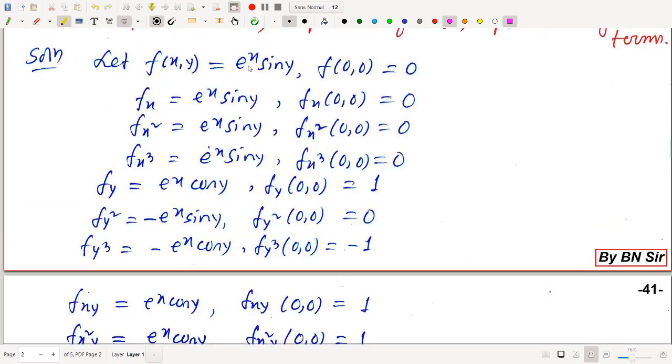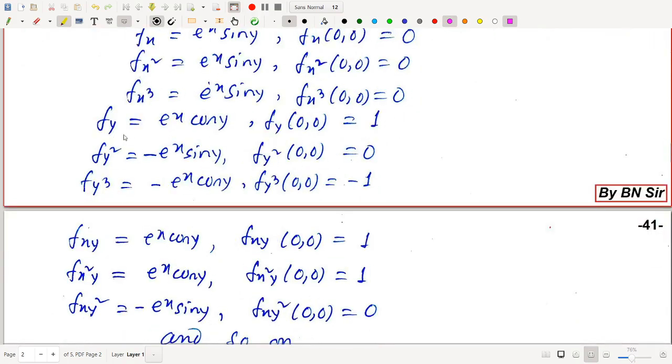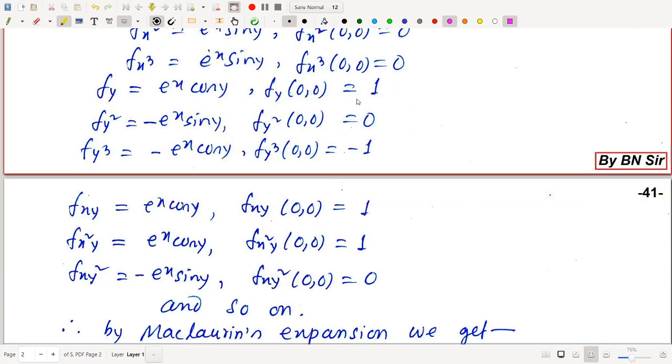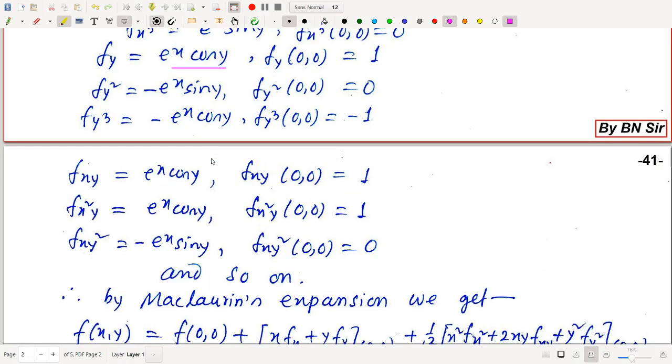Now fy: e to the power x sin y, derivative of sin y is cos y. x will be constant when we differentiate with respect to y. So f suffix y is e to the power x cos y, and cos 0 is 1, so e to the power 0 into cos 0 is 1. Then f suffix y square means we again differentiate with respect to y, cos y becomes minus sin y, x constant. So it will be 0 because sin 0 is 0. Then f suffix y cube: e to the power x cos y, cos y derivative becomes minus sin y in the second derivative, now the third derivative, sin y derivative is cos y. So cos 0 is 1, e to the power 0 is 1, so we are getting minus 1.